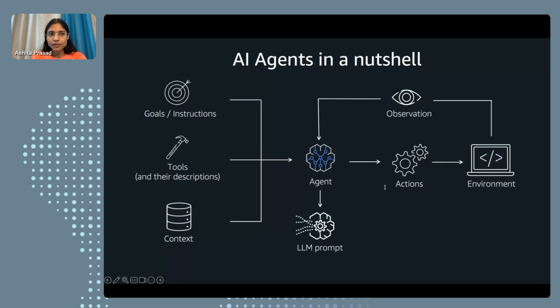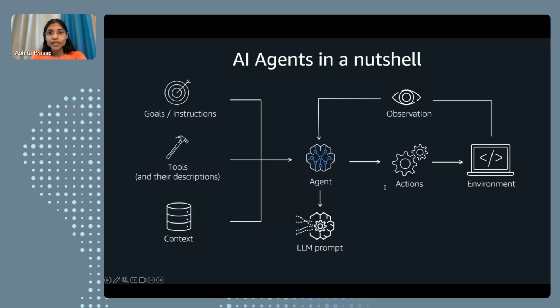Now all these three, the goals and instructions, tools and their descriptions, and the context go to the agent. And at the core, we have the brain. Now the brain here is our large language model. It can be anything. It can be your Claude, it can be your Llama, it can be your Nova, whatever you decide to choose.